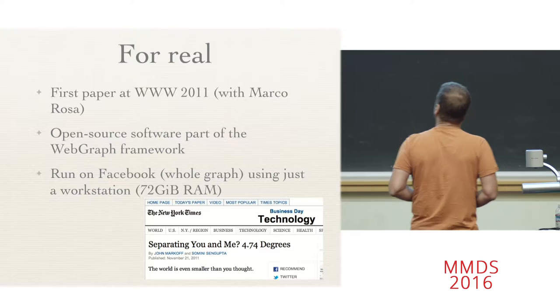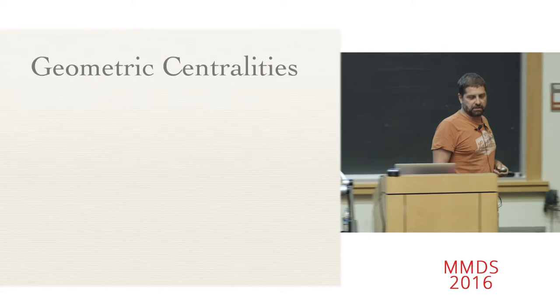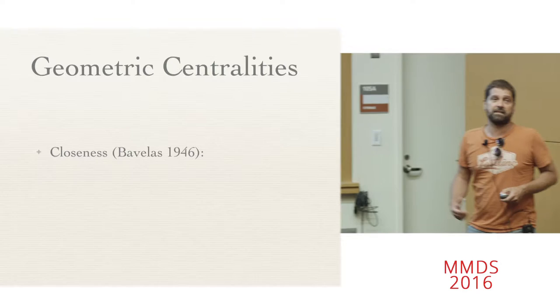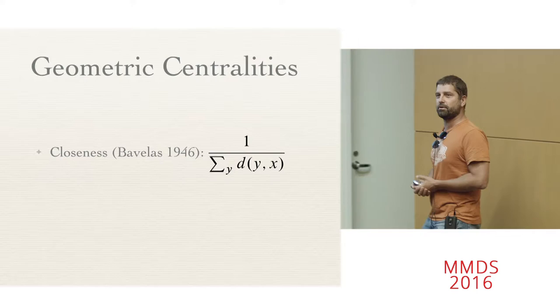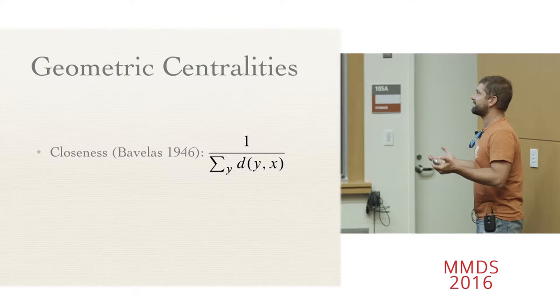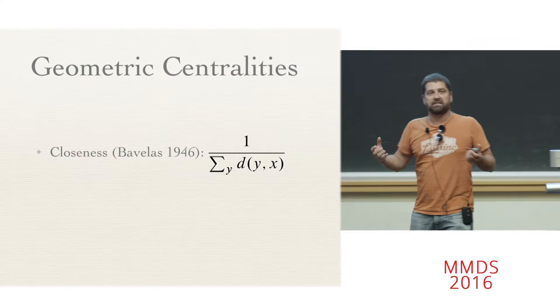In this talk in particular, I'm going to talk about geometric centralities. Geometric centralities are centralities that depend on the shortest paths into a node. So you might be familiar with Bavelas's closeness, which is probably the oldest explicitly defined centrality ever. Who has seen closeness before? Raise your hand. Okay, a few people have seen it. Okay, I'll explain the idea. The idea of closeness is that you add up the distances of the other nodes to you.